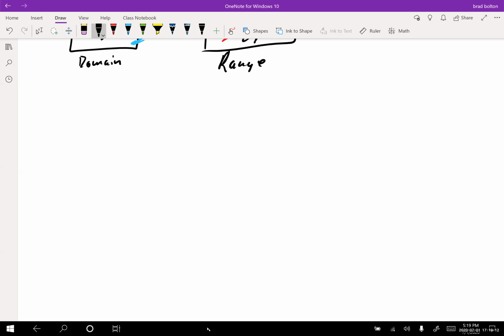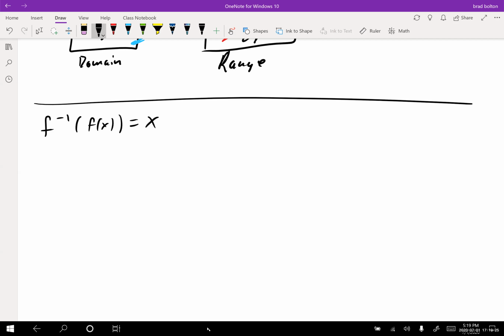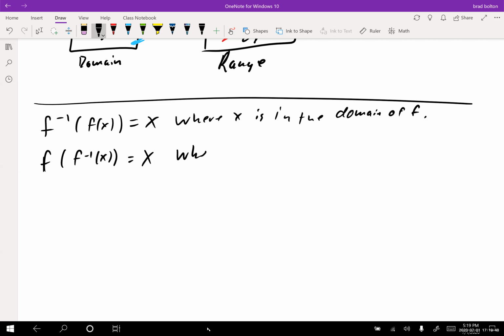So this comes back to the previous section, if you take the composition of two inverses, okay? If you take the composition of f inverse of f of x, you will get x, if they are in fact inverses, where x is in the domain of f. So very similar to what I wrote for you guys in the previous section. And if we take f of f inverse of x, and we get x, we have where x is in the domain of f inverse.